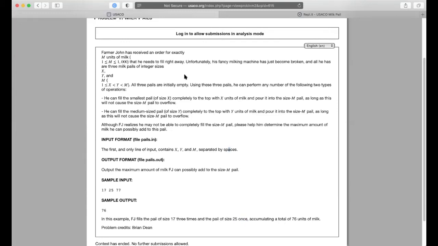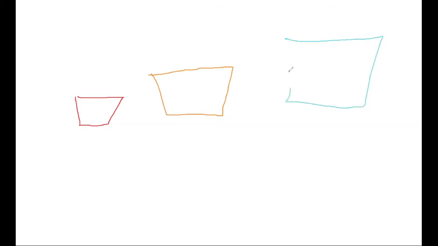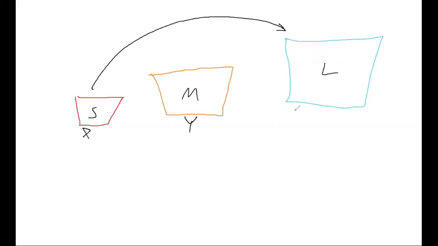Let's take a quick illustration of what this might look like. Let's have a small pail right here, a medium pail here, and then the large pail is this one. Again, the operations from above are that you can place the small one into the large, and we'll call these small, medium, and large, or in this case, X, Y, and M. And the medium can also be placed into the large. One of those two operations is possible.